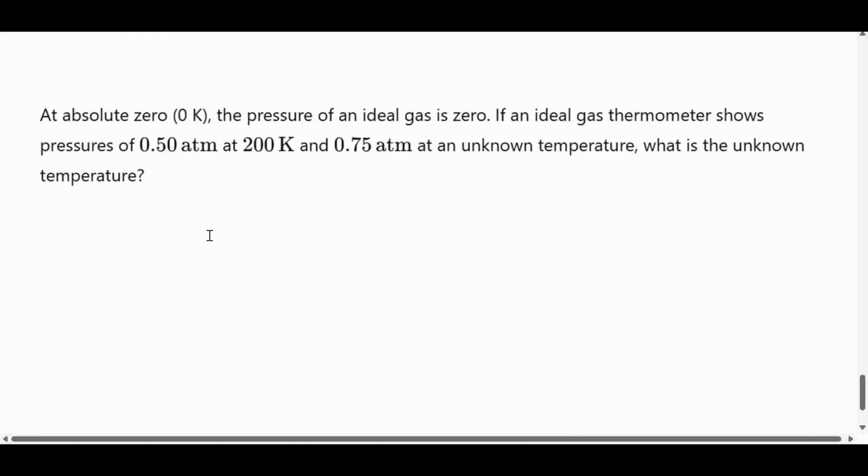Now at absolute 0 Kelvin, the pressure of an ideal gas is 0. Now if an ideal gas thermometer shows a pressure of 0.5 atmosphere at 200 Kelvin and 0.7 atmosphere at an unknown temperature, what is the unknown temperature? This is the same as the earlier cases and how we solved them.